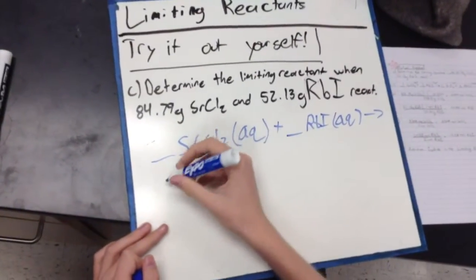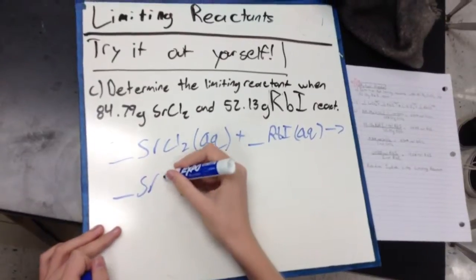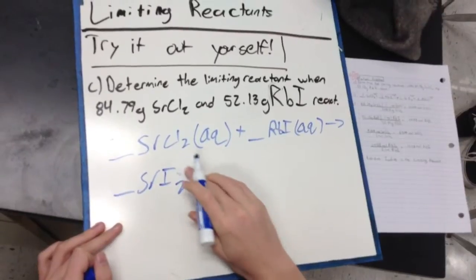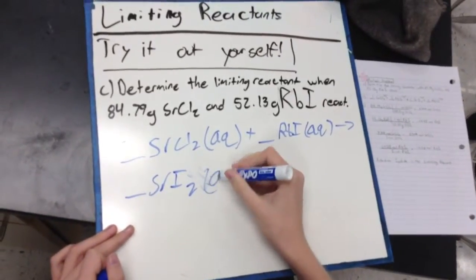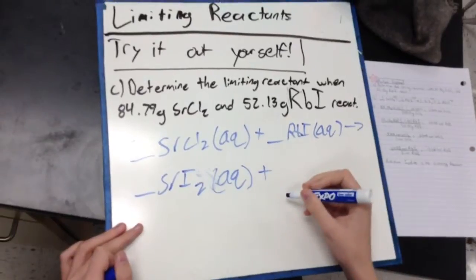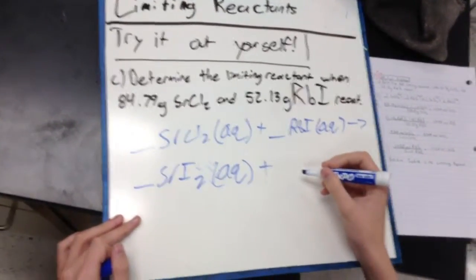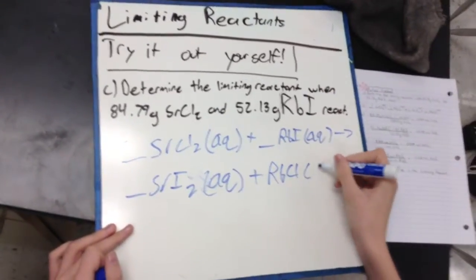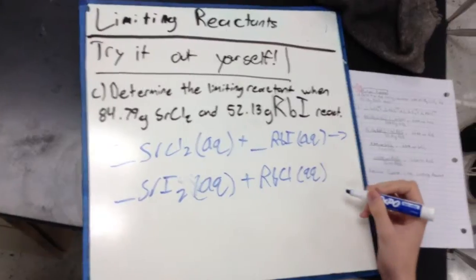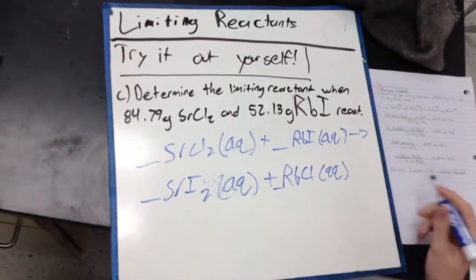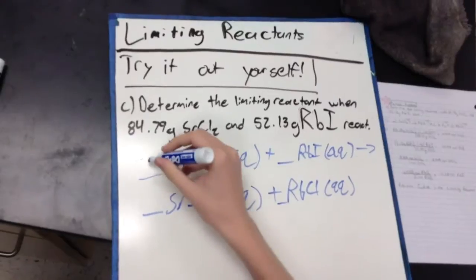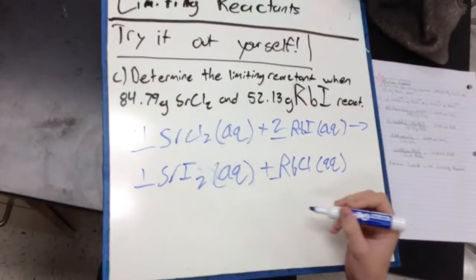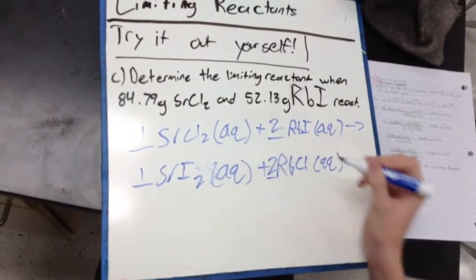strontium iodide, and that is aqueous as well, again from the solubility chart, and that also forms with rubidium chloride, which is also aqueous. So to balance this, we can determine that there is 1 strontium chloride, 2 moles of rubidium iodide, 1 strontium iodide, and 2 rubidium chloride.